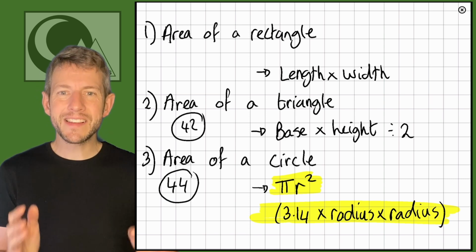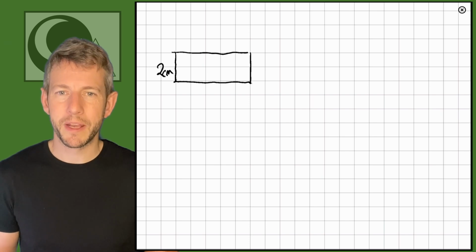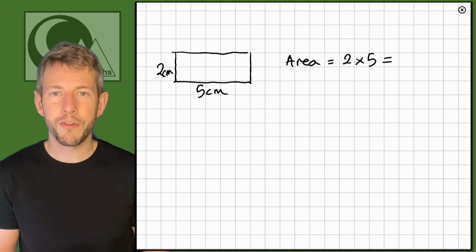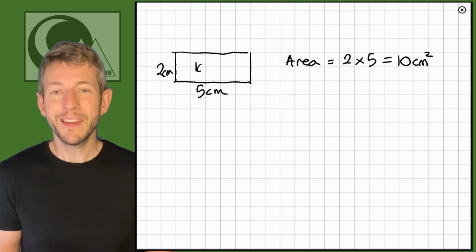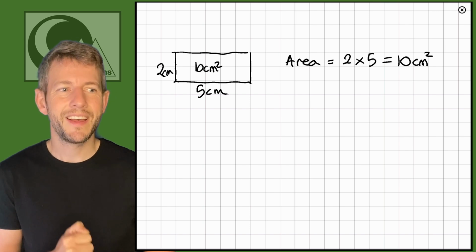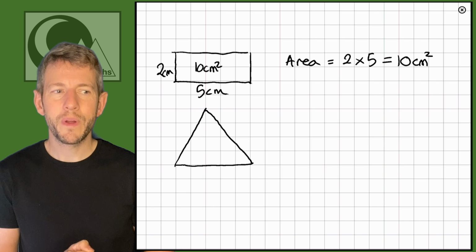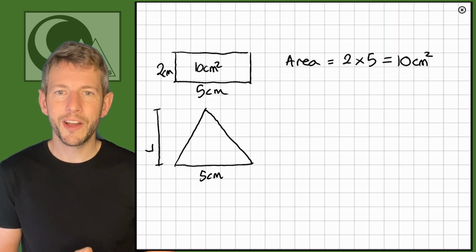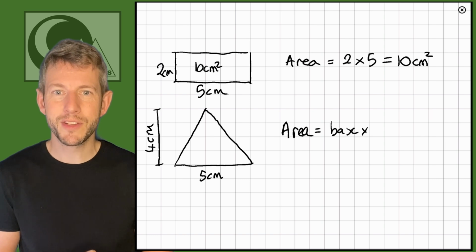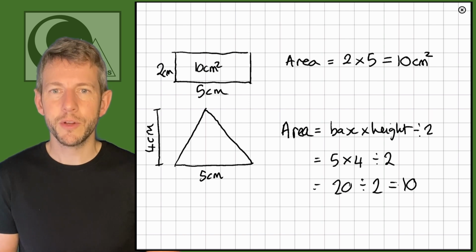Okay, let's quickly have a look at 3 of these shapes together so I can explain what compound shapes mean. Let's say I've got a rectangle here that is 2 meters by 5. The area of this shape is going to be 2 times 5, so 10 meters squared. Now let's look at a triangle, which has a base of 5 and a height of 4. The area is base times height divided by 2. So 5 times 4 is 20, and then 20 divided by 2 is 10.